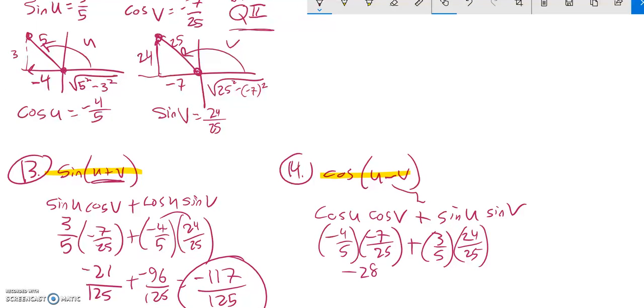That gives me negative 28/125 plus 3 times 24, 72/125. Negative 28 plus 72 is 100. No, that cannot be. Oh, look, this is positive. Aha, negative times a negative. That feels better. That's 100, and that reduces to 4/5.